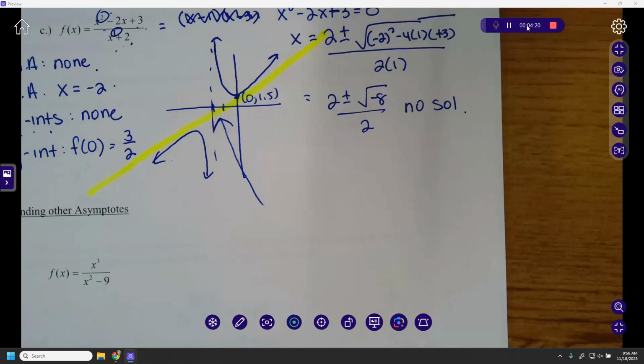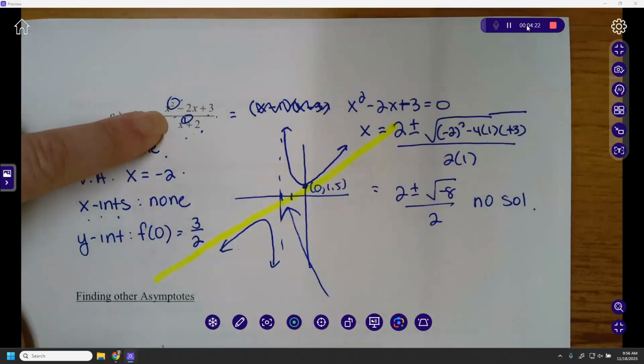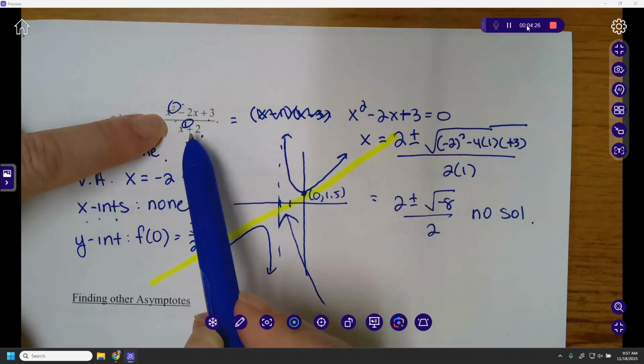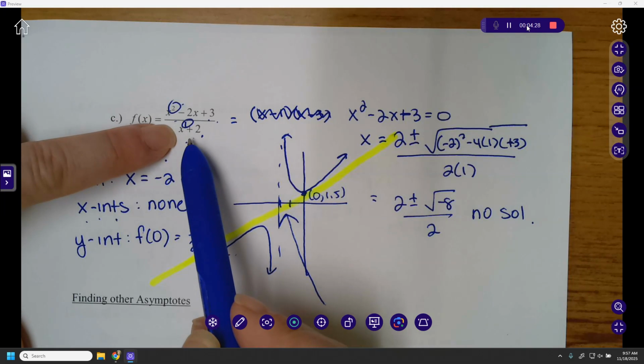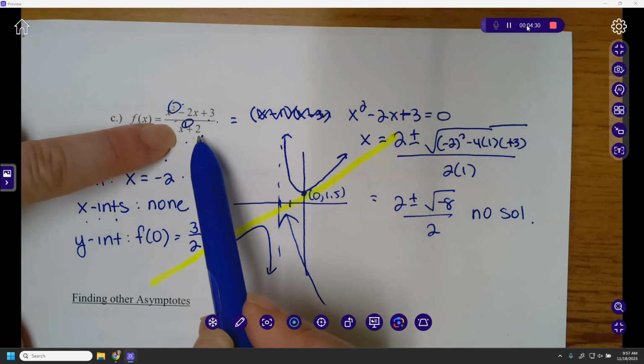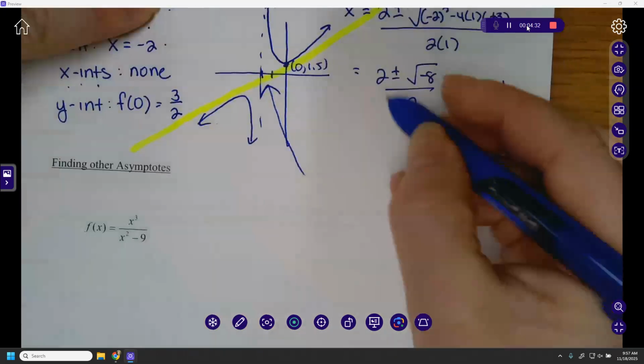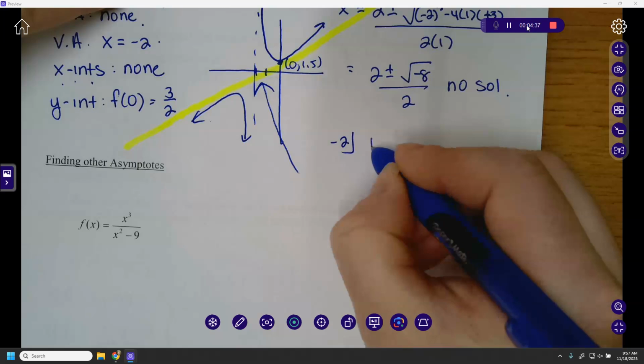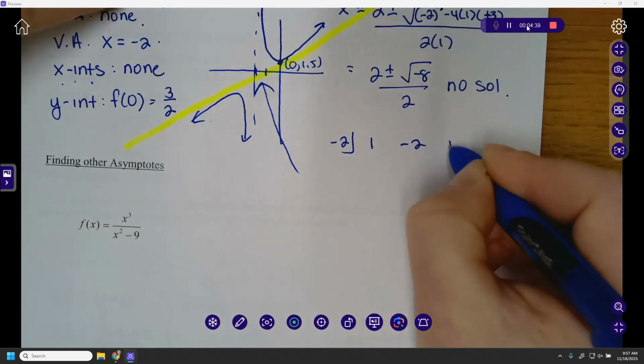If you're lucky, which we will be lucky, we just use synthetic division, because can't we do synthetic division with the x plus 2? What would go in the box? Yeah, let's put -2 in the box. We're going to just do synthetic division with that expression.